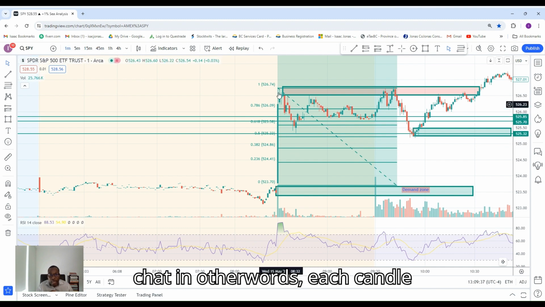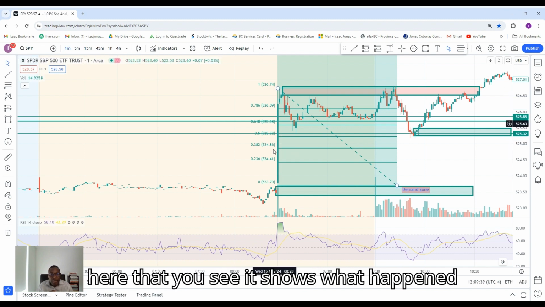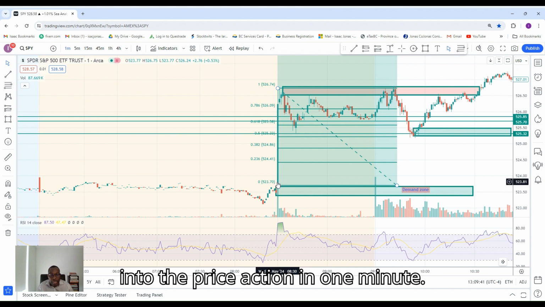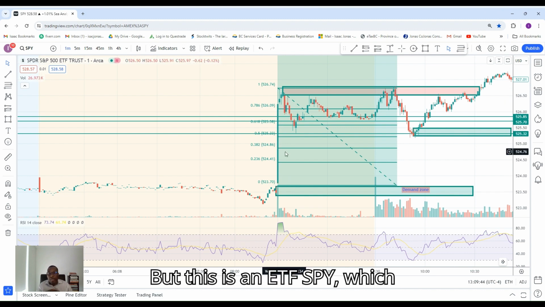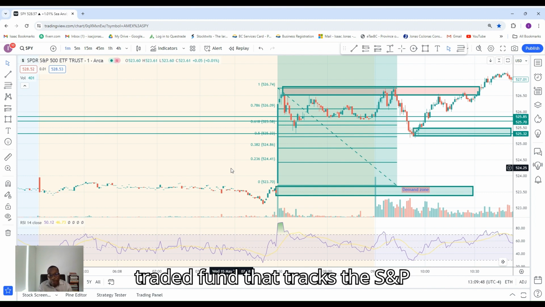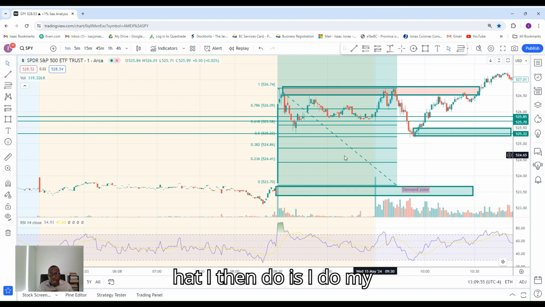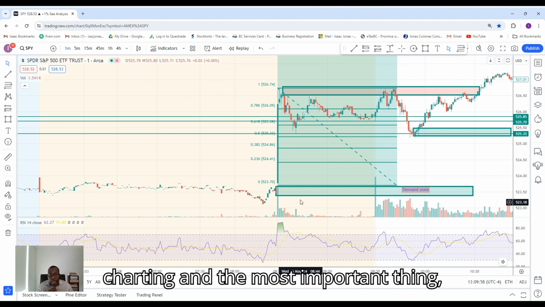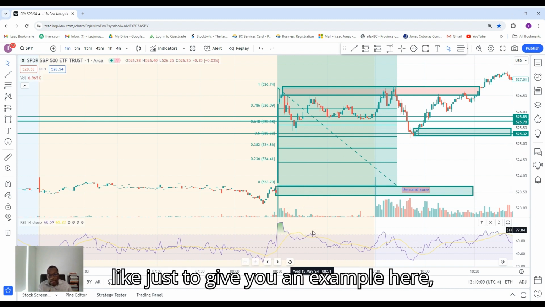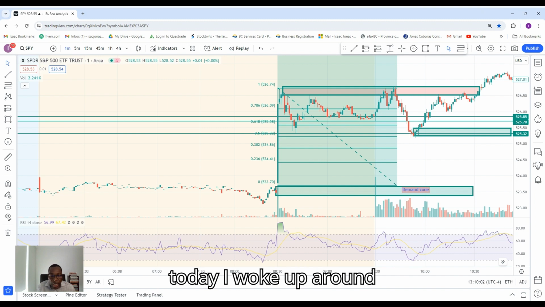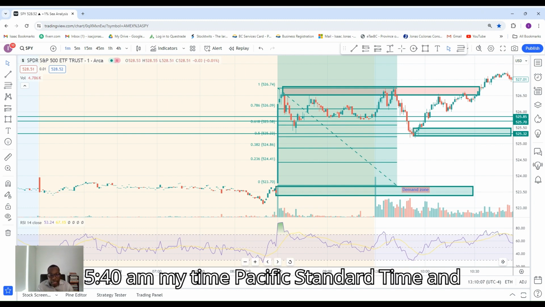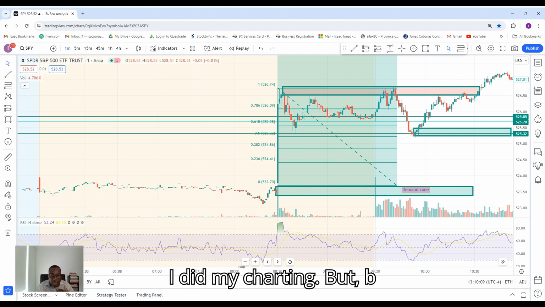In other words, each candle here that you see shows what happened in the price action in 1 minute. But this is an ETF, SPY, which I trade. So basically, it's an exchange traded fund that tracks the S&P 500 index. So what I then do is I do my charting, and the most important thing, just to give you an example, today I woke up around 5:40 my time, Pacific Standard Time, and I did my charting.